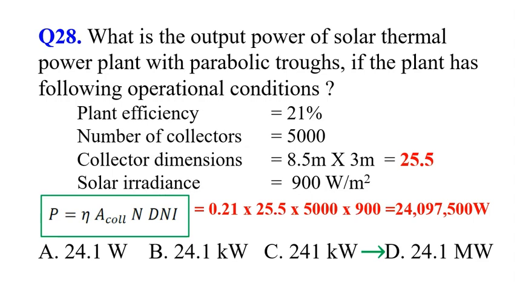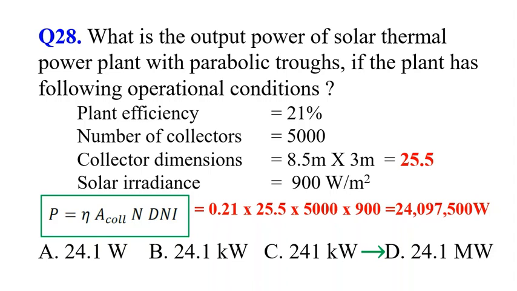What is the output power of a solar thermal power plant with parabolic troughs if the plant has the following operational conditions? So plant efficiency: whatever you are receiving as input power, the output will be the efficiency times the input power. So you will find one collector area, with the collector dimensions you can find 25.5 meters squared. N is the number of collectors. You have 5,000 collectors. You know these plants are large thermal solar power plants, so you have a large number of collectors. Because your efficiency is very low, you are looking at a large area.